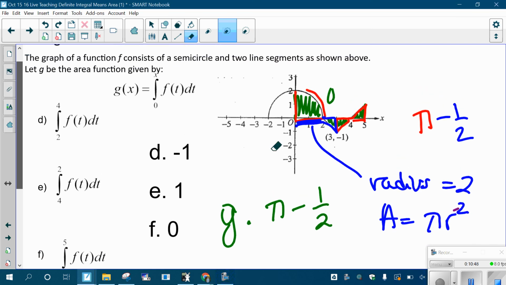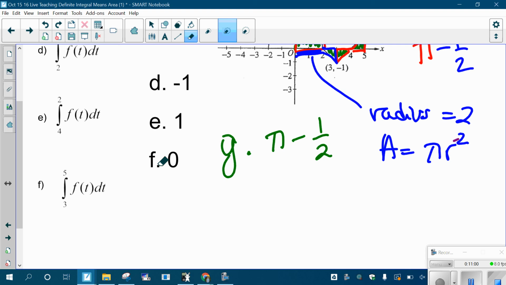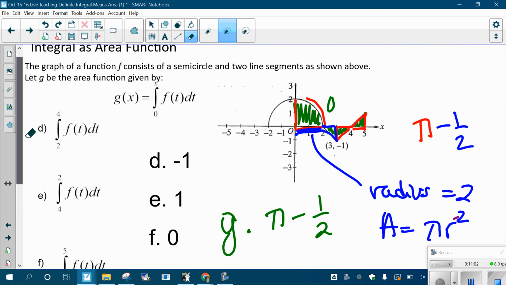For F, from 3 to 5, if you look at an x value of 3 to x value of 5, you have these two different regions. Both of them have an area of 1/2. But since one's below and one's above, they cancel each other out, and the value of that definite integral is 0. For G, you got to do the whole thing, all the way from 0 to 5. So you got a positive pi, you got a -1, and you got a +1/2. So you do pi minus 1 plus 1/2, which is pi minus 1/2. You're kind of putting all those regions together.